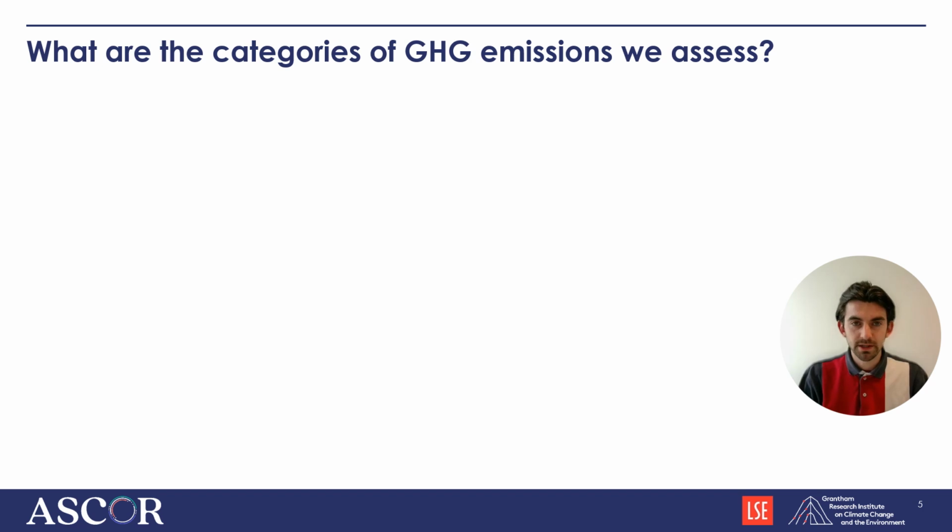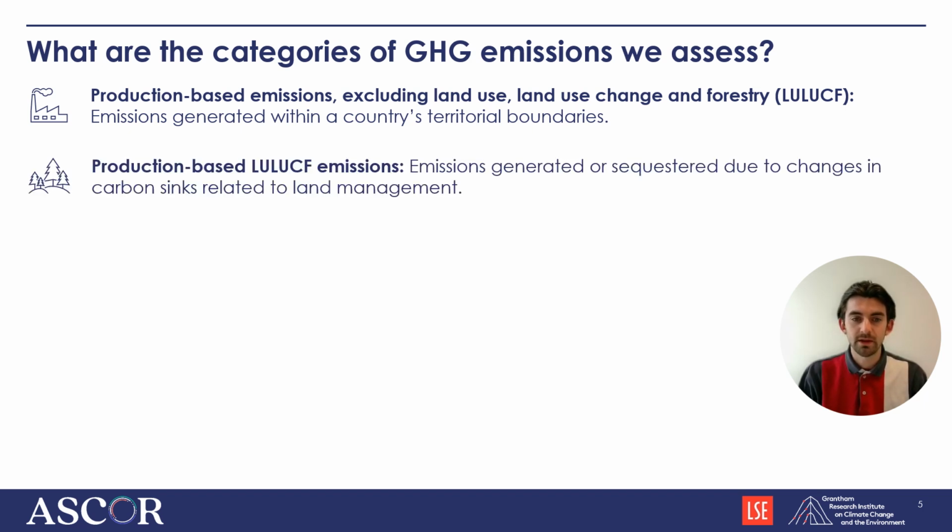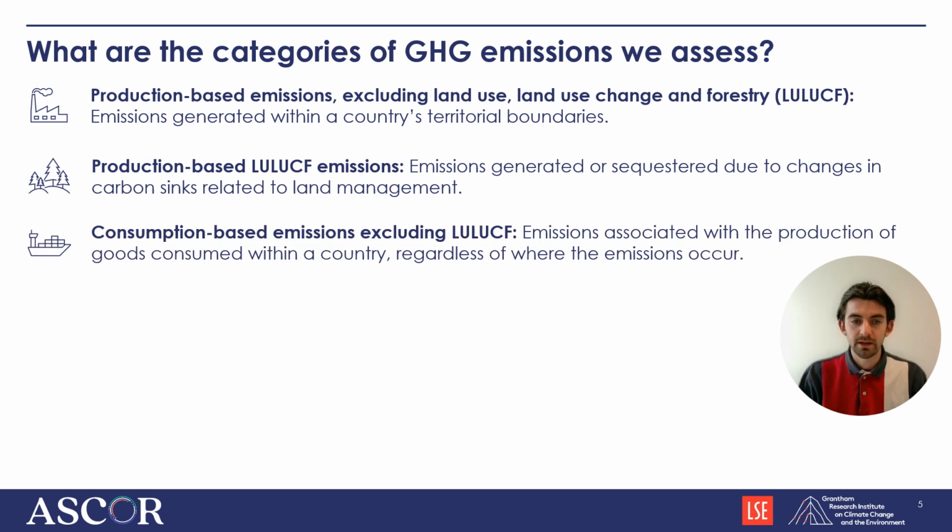When I talk about different emissions categories and different emissions metrics, I mean that ASCOR looks at a total of 9 different ways of measuring a country's emissions, split across 3 categories and 3 adjusted measurements. First, we take a look at the 3 emissions categories, which are production-based emissions, excluding land use change, and forestry, or LULUCF. Second, we take a look at production-based emissions that are LULUCF only. And third, we take a look at consumption-based emissions, excluding LULUCF.